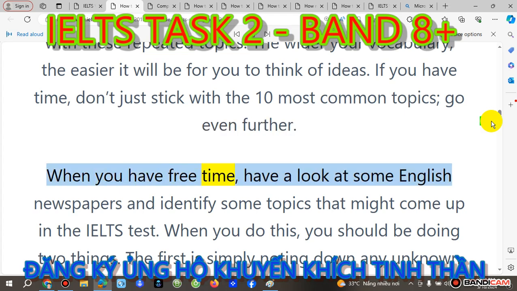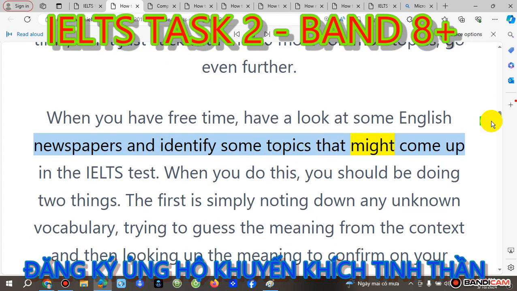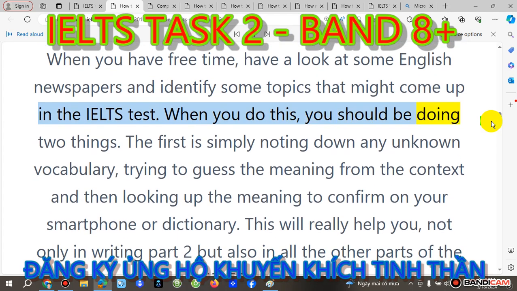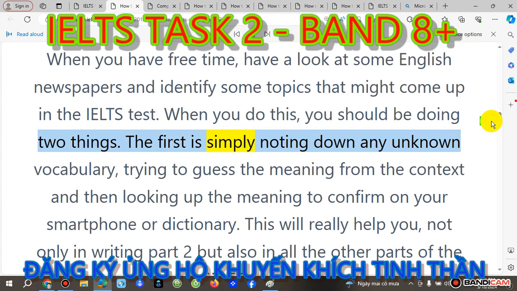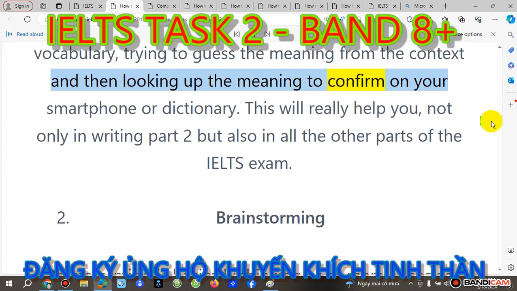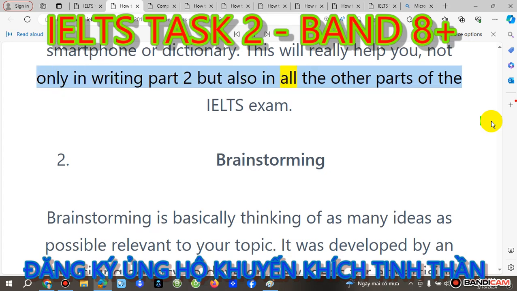When you have free time, have a look at some English newspapers and identify some topics that might come up in the IELTS test. When you do this, you should be doing 2 things. The first is simply noting down any unknown vocabulary, trying to guess the meaning from the context and then looking up the meaning to confirm on your smartphone or dictionary. This will really help you, not only in writing part 2 but also in all the other parts of the IELTS exam.